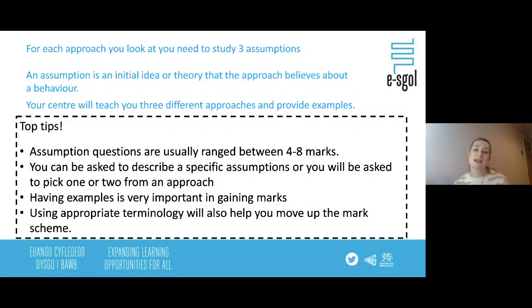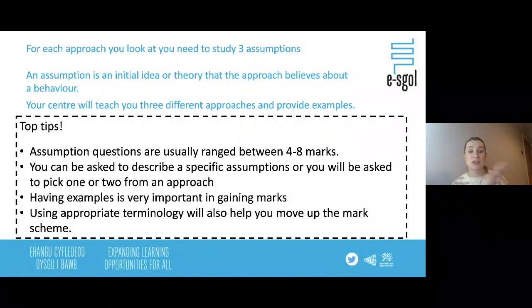Terminology, especially psychological terminology, is super important because it shows the examiner your understanding of the evidence and the theories, and it gets you out of that basic mark band. It puts you into that detailed mark band, which is what we want, because then we will get more marks. So for assumptions questions, those are my main top tips.